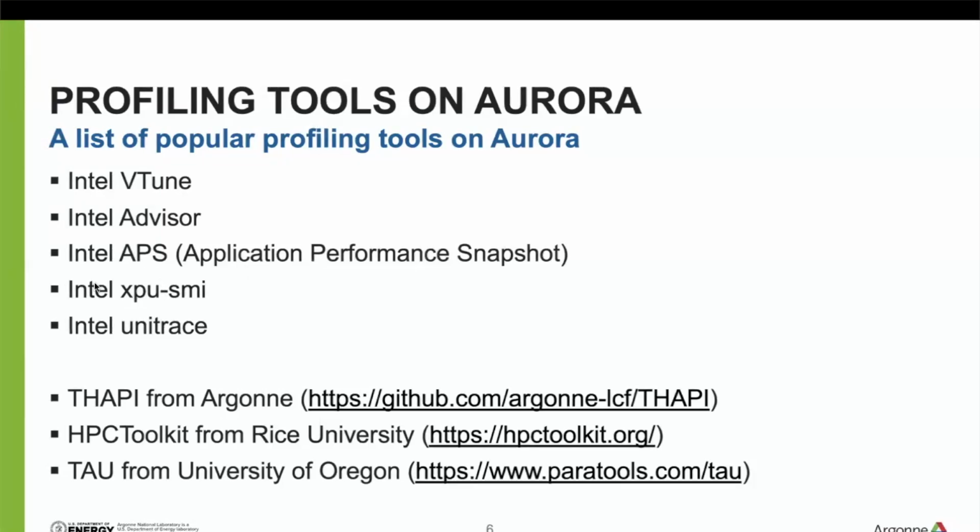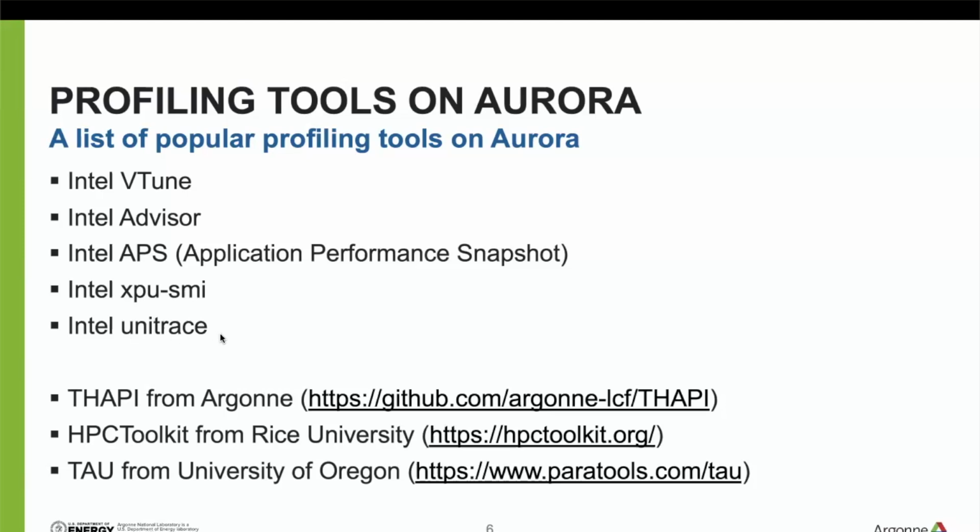There is also an additional small but very powerful tool, XPU-SMI, which is somewhat similar to NVIDIA SMI or ROCm SMI on the NVIDIA and AMD side. You can see the GPU utilization in real time, as well as power consumption, etc. If you're a fan of NVIDIA SMI or ROCm SMI, you can also try out XPU-SMI.